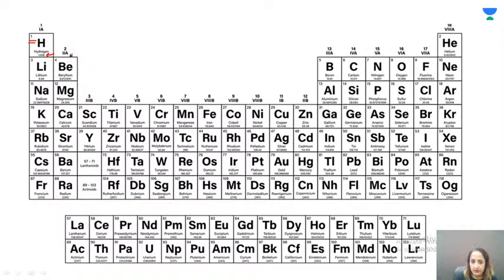So this is clear: all 118 elements are arranged in the increasing order of their atomic number, and these symbols and their atomic numbers are given. From there we can get an idea of the number of electrons present in a particular element. Next point: if you look at the periodic table carefully, we see there are rows and there are columns. So what are these rows and what are these columns?